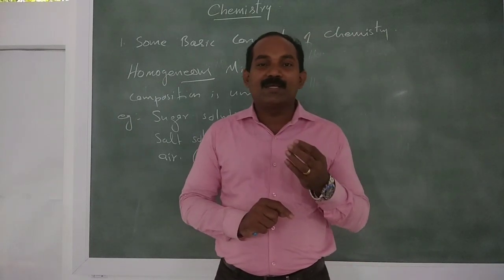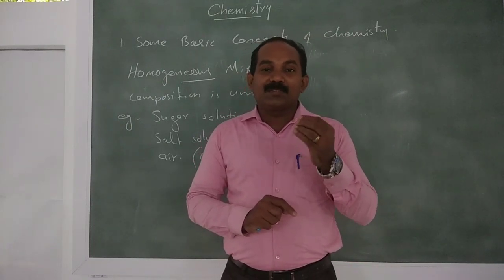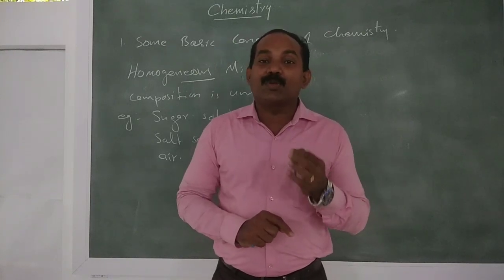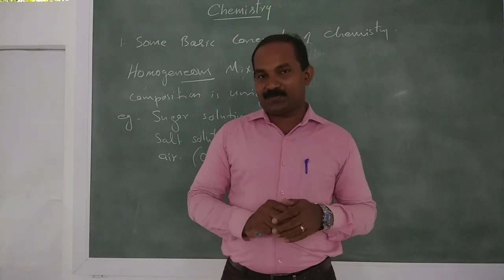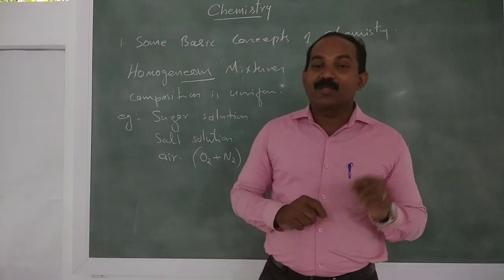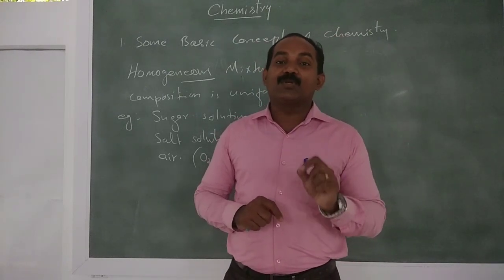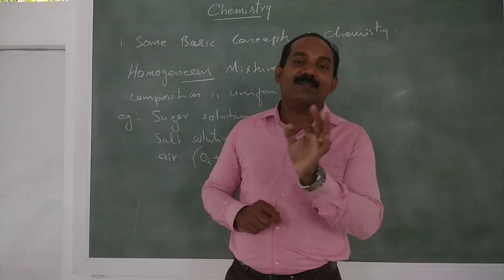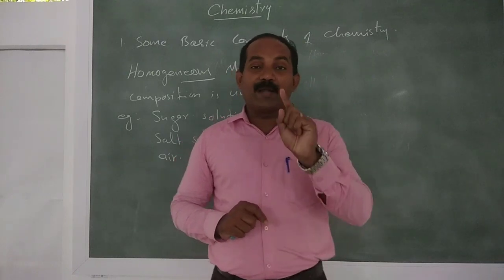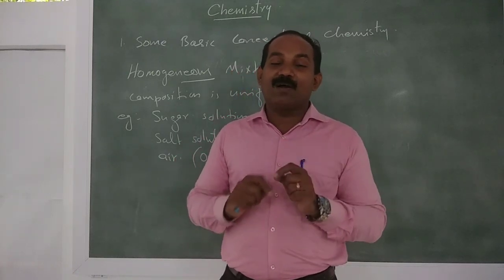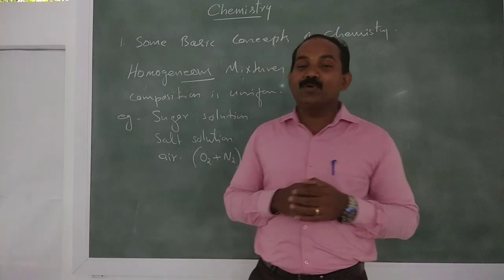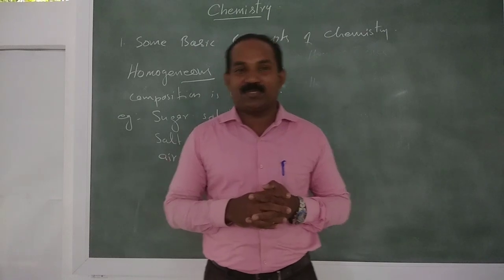As you know, in the atmosphere there is 78% nitrogen and approximately 21% oxygen, 20.98 to be precise. The remaining 1% consists of other gases. Then next we go to the heterogeneous mixtures.